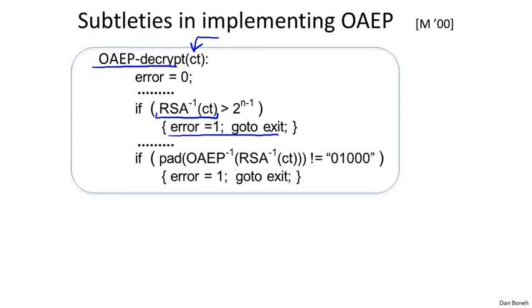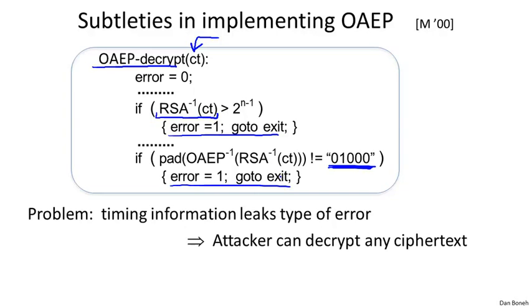The next thing we're going to do is check whether the pad is in fact the correct pad. And again, if the pad is not the correct pad, then again, we're going to reject and go to exit. The problem with this implementation, and by now I hope you've guessed it, is that it's vulnerable to a timing attack, right? So essentially by leaking timing information, the attacker can now figure out what caused the error.